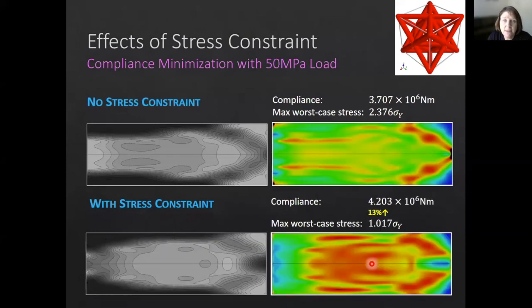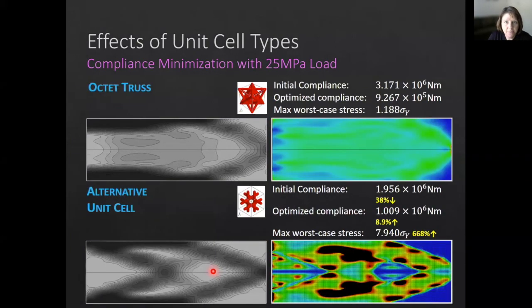But if we increase the load and double it to 50 megapascals, then we start to see quite large levels of stress. And in this case, by implementing our stress constraint, we can see those levels of stress, black being worst, start to lower. And we can also see small changes in material distribution within our structure.